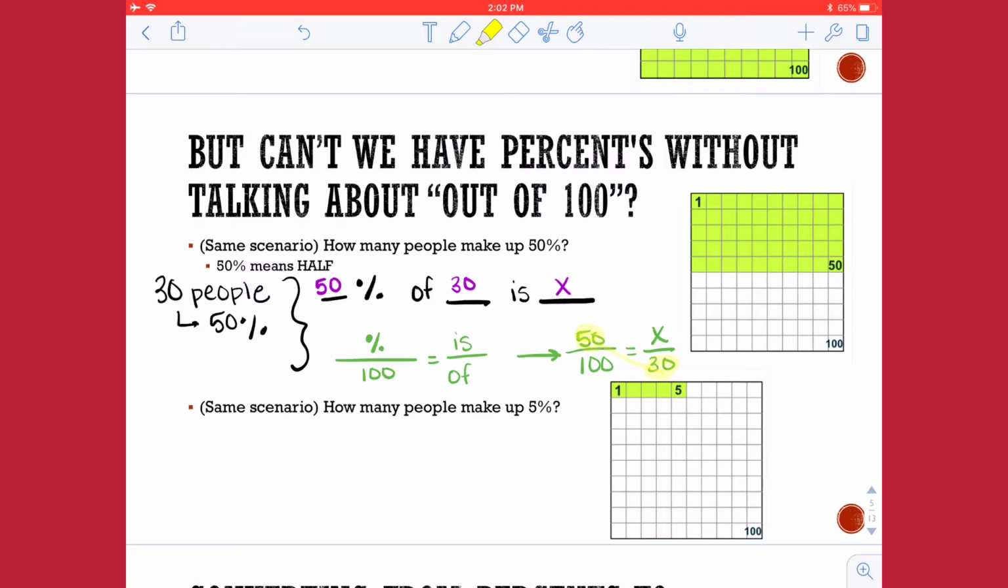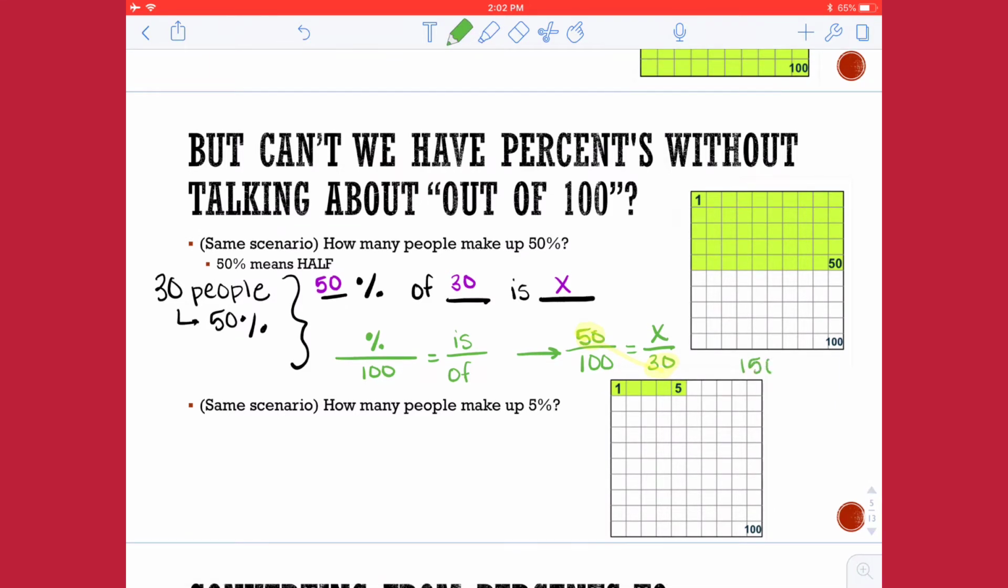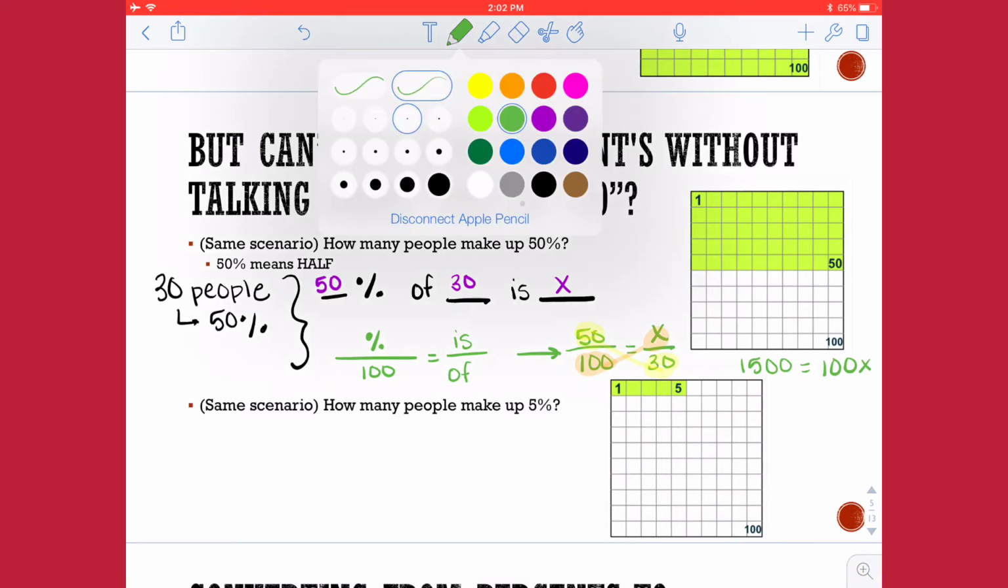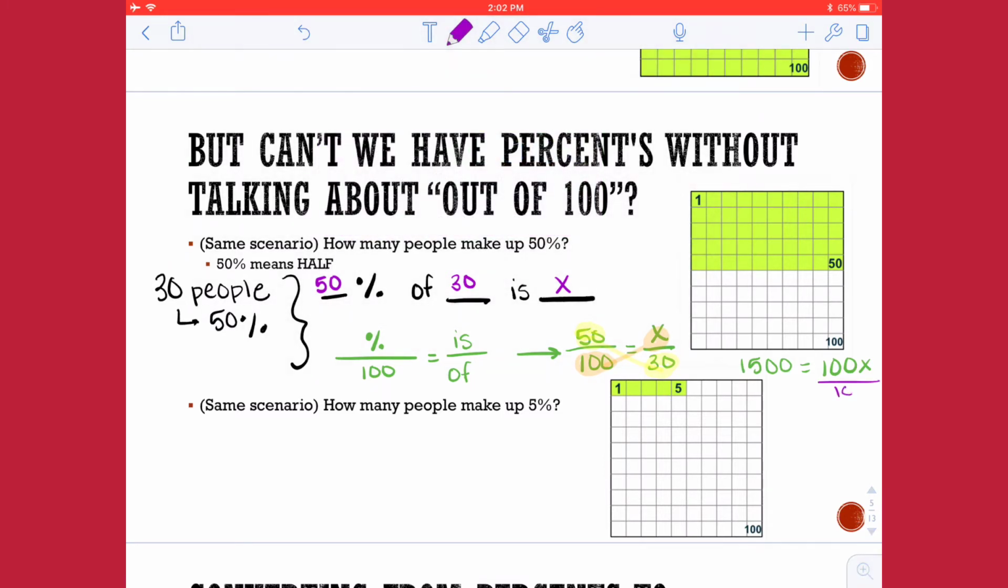So again, I'm cross multiplying. I'm doing 50 times 30. So that ends up giving me 1,500. And then I'm going to divide by 100. The reason that I'm dividing by 100 is because I'm cross multiplying the 100 and the x as well. And so on the other side, I end up getting 100x. But in order to get the x by itself, I need to divide by 100.